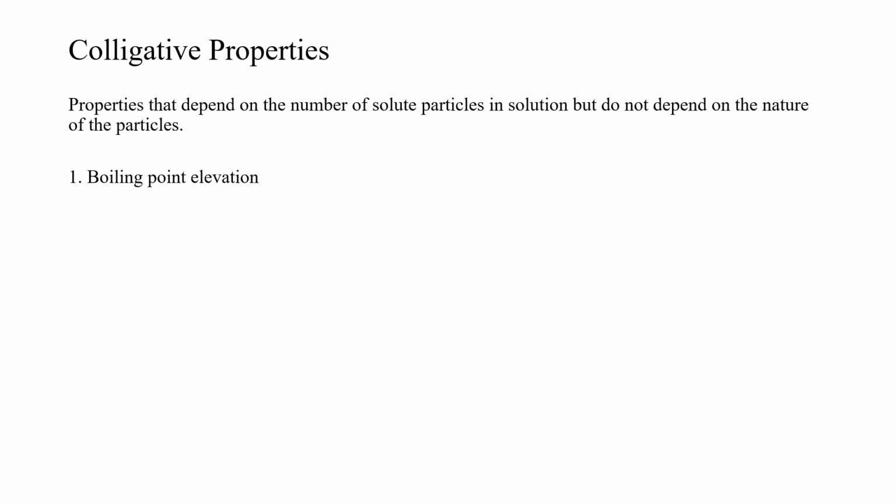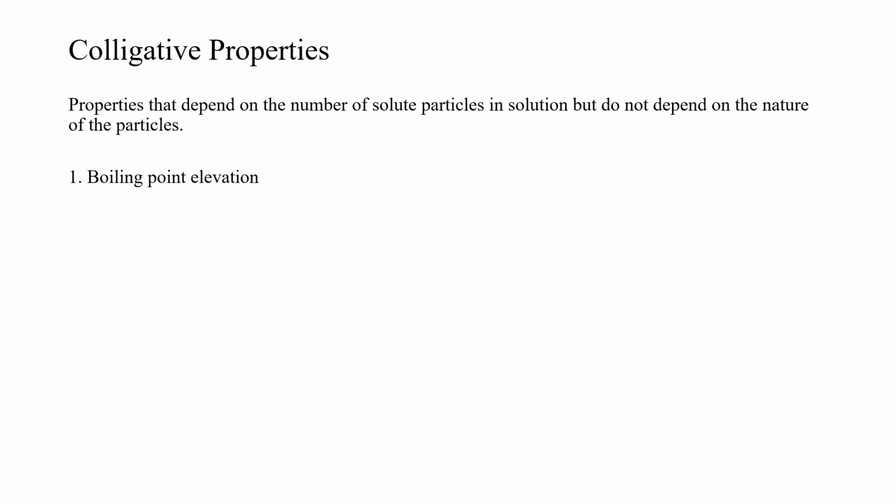Colligative properties are properties of solutions that depend on how much solute you have in the solution, but not necessarily what type of solute you have. The first one I'm going over is the boiling point elevation. That tells you what's happening to the boiling point of a solution versus the boiling point of a pure solvent. Boiling point elevation means that the boiling point of a solution is going to be higher than the boiling point of the pure solvent in that solution.